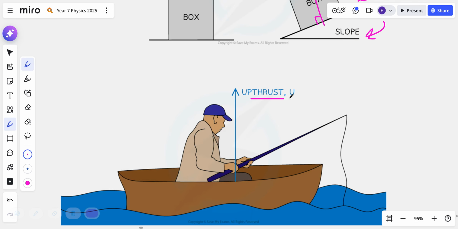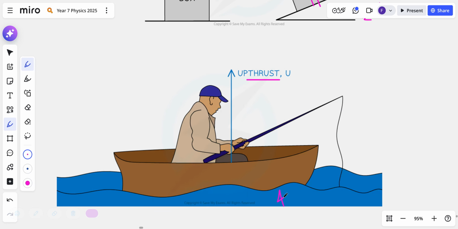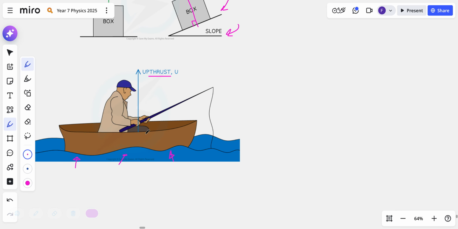Here is up thrust. We did up thrust, but it doesn't matter if you remember. It is the water squishing the boat and pushing it upwards. It's called up thrust. If I was going to do a free body diagram of this, I would draw a rectangle. And the boat is pushing upwards, and that is up thrust.